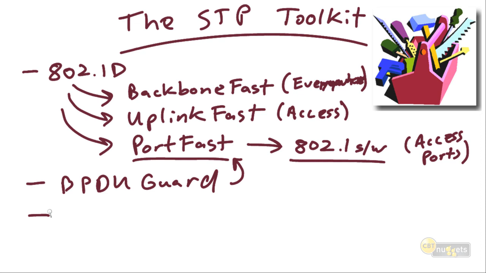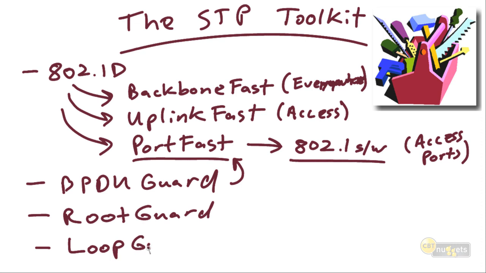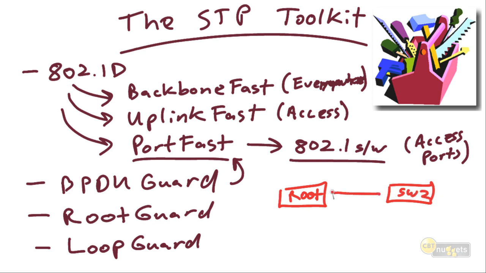Two other great Spanning Tree Protocol toolkit tools I want you to be aware of are Root Guard and Loop Guard. Now, what Root Guard does is it says, look, in our particular topology, we have a root of the Spanning Tree Protocol, and we do not want some switch, let's say switch 2, to come in and try and take over as the root.